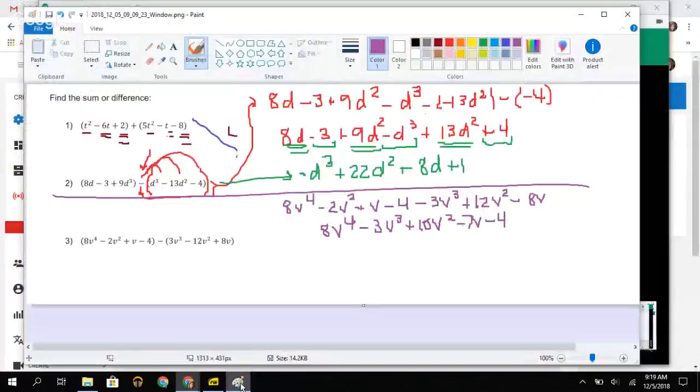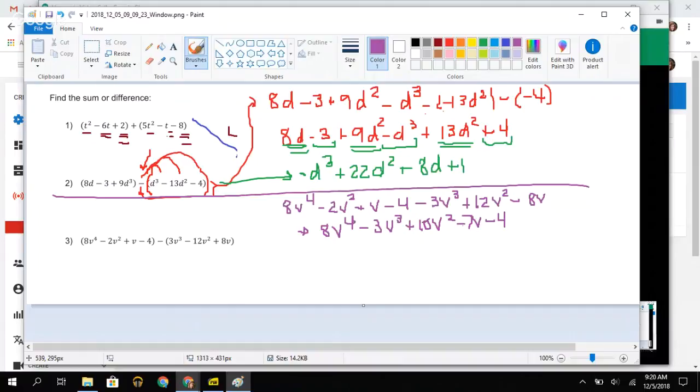All right, so I didn't see anybody put it in the chat. Maybe it's just because we're on a different platform today, so you're not able to do it. But hopefully this is what you ended up with: 8v to the fourth minus 3v cubed plus 10v squared minus 7v minus 4. Hopefully that's what you ended up with. If you want to, you can tell me yes, I did.